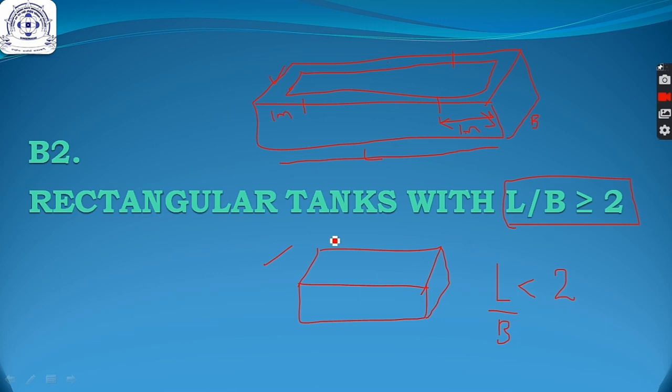I will be explaining the design problem of this question in the next lecture, that is on underground water tanks, because in that case, underground water tanks, the design of tank walls will be the same. So I will be explaining how the tank walls are designed for L by B greater than 2 in the underground tank case.